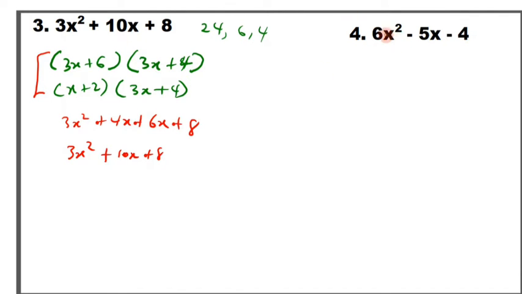Number 4, 6x squared minus 5x minus 4. So again, you're going to multiply 6 by minus 4. That's going to give us minus 24. So we're going to write this out.